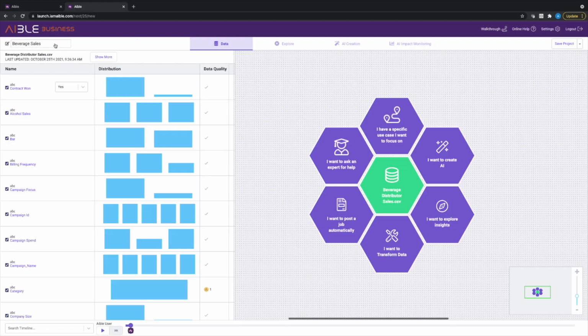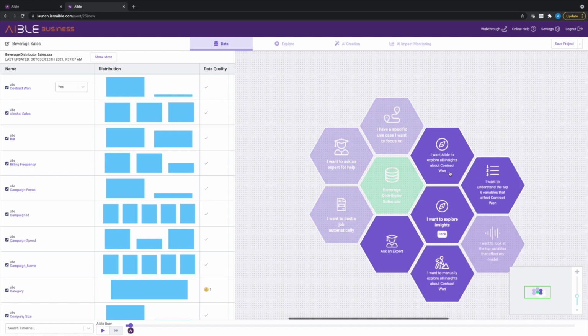This is a beverage sales dataset where we are looking at various attributes of different campaigns that were run and whether or not that contract was won. You'll see that Aible has done some data cleansing work here and it has profiled the data. Everything done here has been done automatically. Before I create an AI though, I want to explore some insights. I want to understand what is going on with this data.